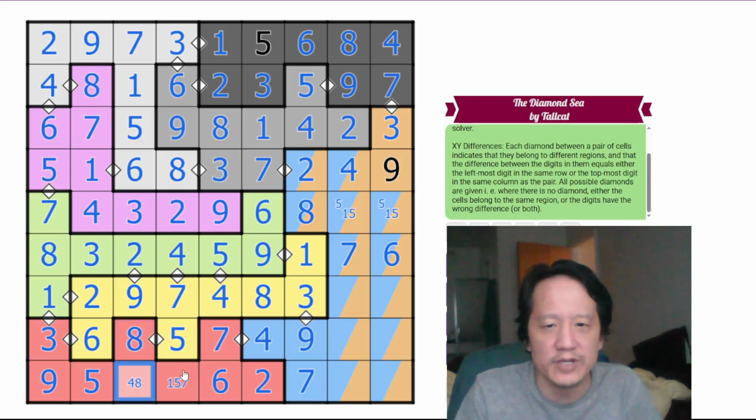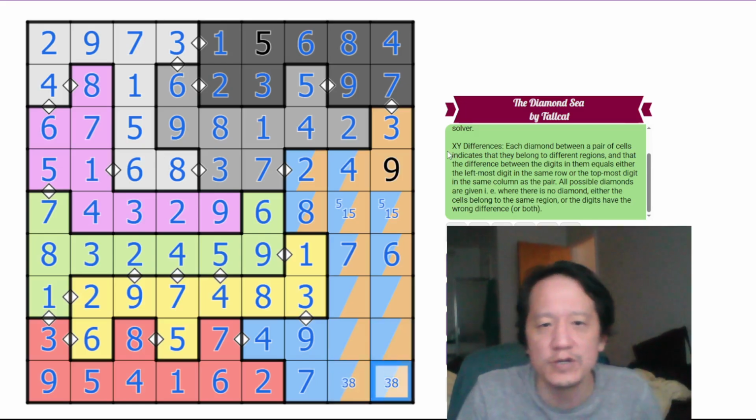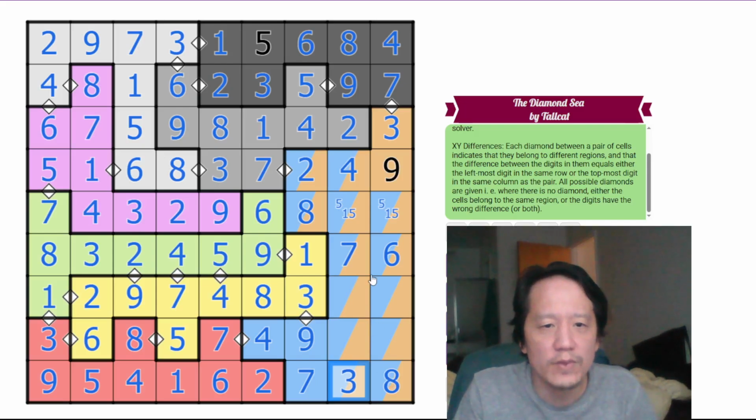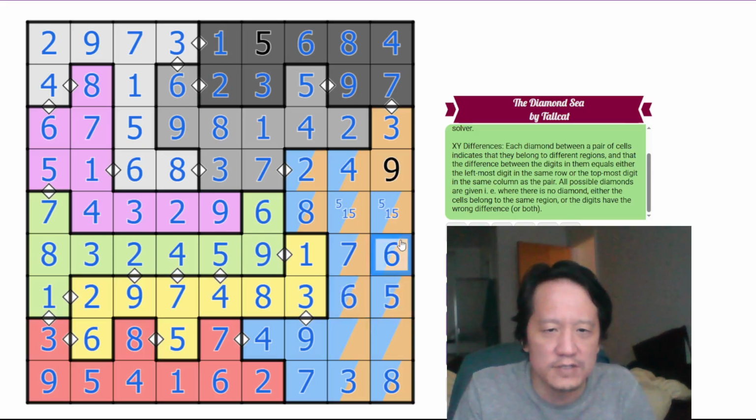This 8 eliminates 8 here, so this is 4. This can't be 5 or 7, so this is 1. The remaining digits in row 9 are 3 and 8. And this can't be 3 because of the 3 in the column. So this is 8, this is 3. Remaining digits in row 7 are 5 and 6. And this can't be 6 because of the 6 in the column. So this is 5, this is 6.